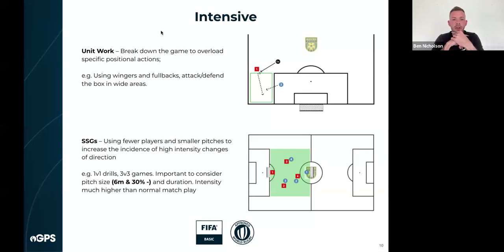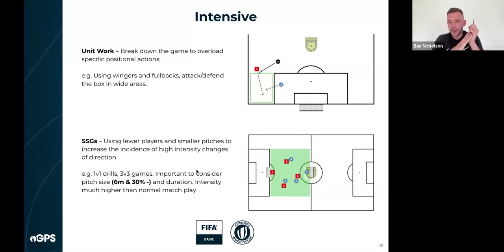I think similarly on the small-sided game below, just by putting fewer players in that and reducing the pitch size, we start to increase the high intensity change of direction, the number of touches on the ball, but also the time that the lads have on the ball. So again, real intense drills that I wouldn't run for long. And again, I'll just put at the bottom there, we'll touch on the next slide as well, but it's really important to consider the pitch size.